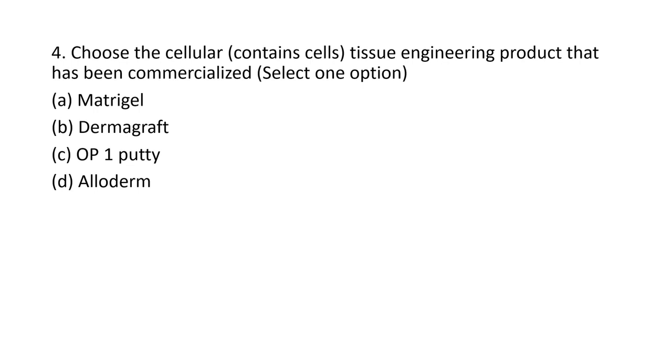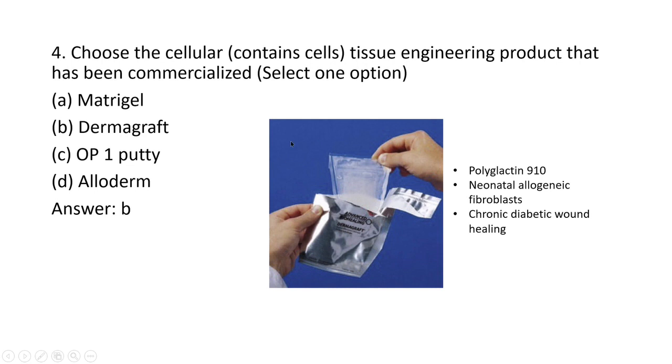Okay, the answer is Dermagraft. You would have heard about this in Sir's lectures. Dermagraft is a skin tissue engineering product. This is the product, and this Dermagraft is a material that is made up of polyglactin 910. Polyglactin is nothing but PLGA. You would have heard about PLGA, a synthetic polymer, in Sir's lectures. That is polylactide glycolide acid, PLGA polymer.